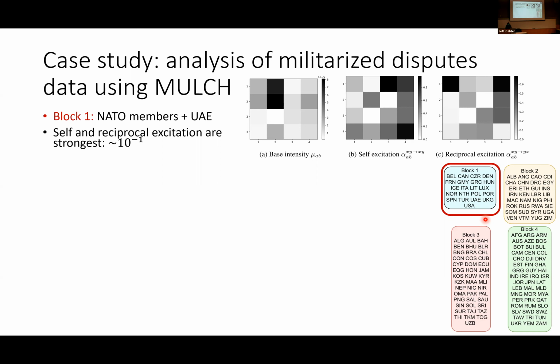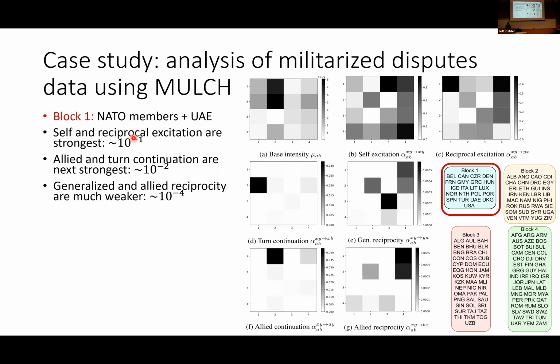Now, if we look to see what kinds of participation shifts we see, the self and reciprocal excitations are strongest. The scale of the entries here is roughly 0.1, 0.6, 0.8, and so on, so in the order of 10 to the power of -1. Next, we see allied and term continuation, in the order of 10 to the -2. And then the generalized and allied reciprocity are much weaker, so those occur much less.